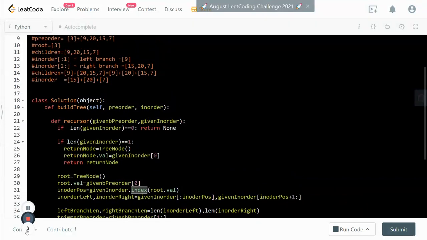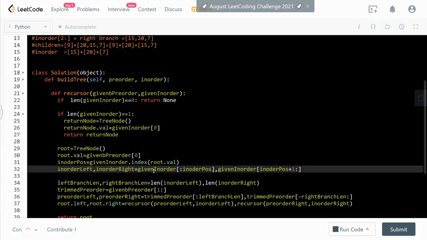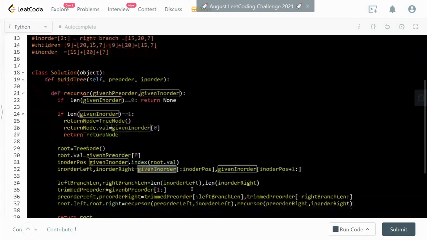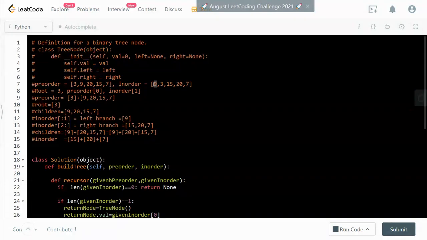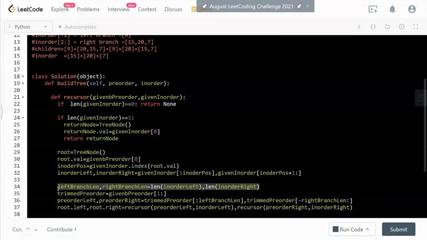And then we have the in-order left and in-order right. So these are two lists that are split from the given in-order. So basically, this chunk of code is grabbing the in-order left, which in this case is a single number 9, and the in-order right. So it's a right branch, and this is the left branch. Okay. And then we also grab the length of that branch, the left branch length, and the right branch length.